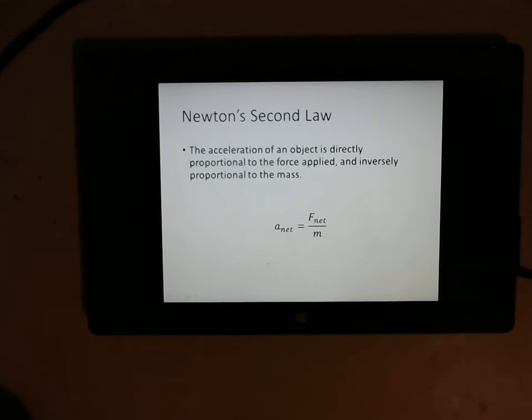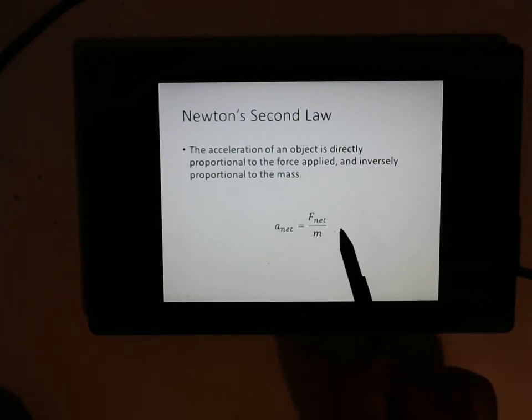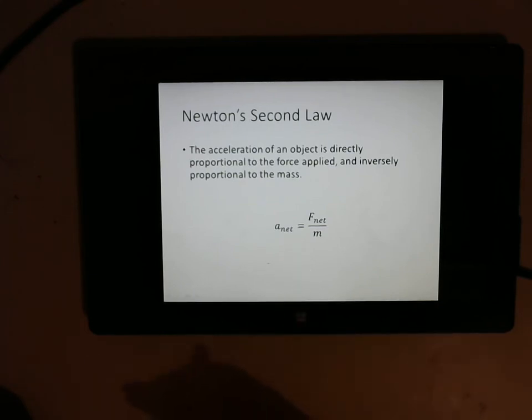All this means, though, is that if force gets bigger, acceleration gets bigger. That's what directly proportional means. As one goes up, the other goes up. And if mass gets bigger, acceleration gets smaller. Okay? And so if we make our mass bigger, then acceleration gets smaller. And this is commonly shown as this equation here. And you'll note this word net: net force divided by mass is equal to net acceleration. It just means you have to sum up all the forces in order to figure it out.